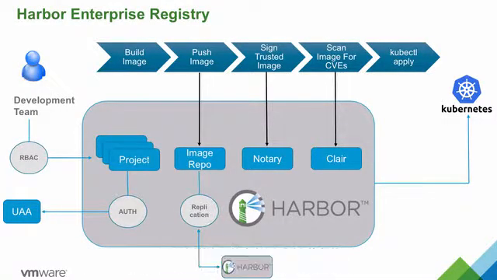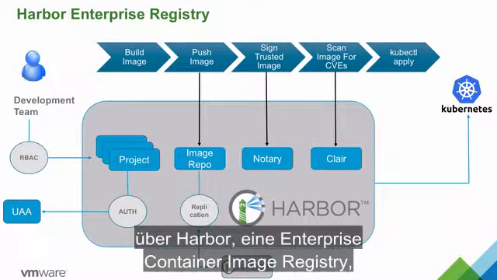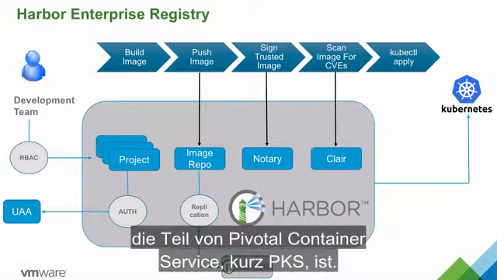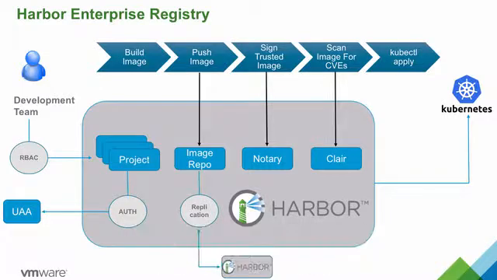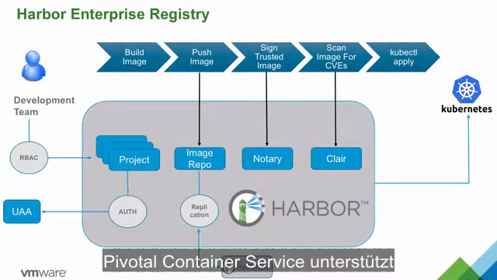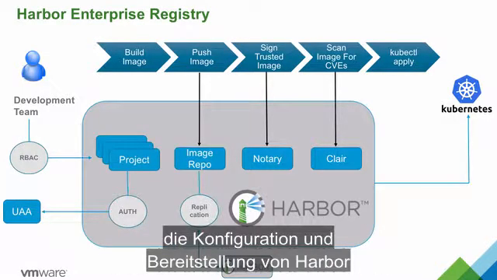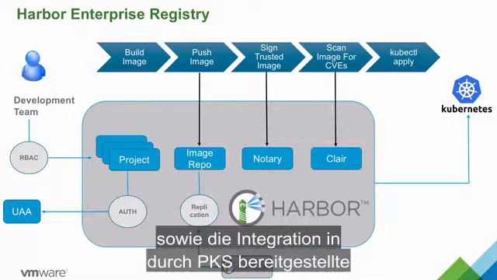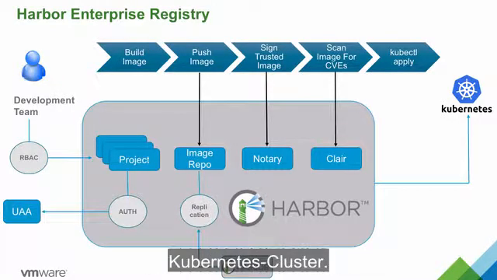This is an overview of the Harbor Enterprise Container Image Registry, which is part of Pivotal Container Service, or PKS. Pivotal Container Service provides support for the configuration and deployment of Harbor, as well as integration with Kubernetes clusters deployed through PKS.